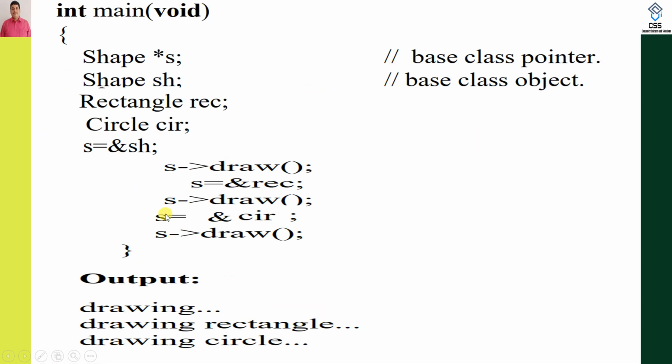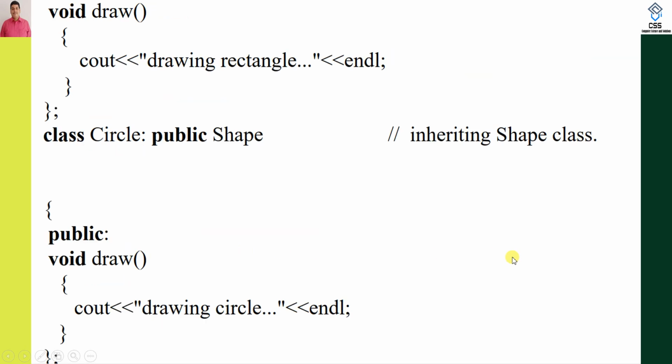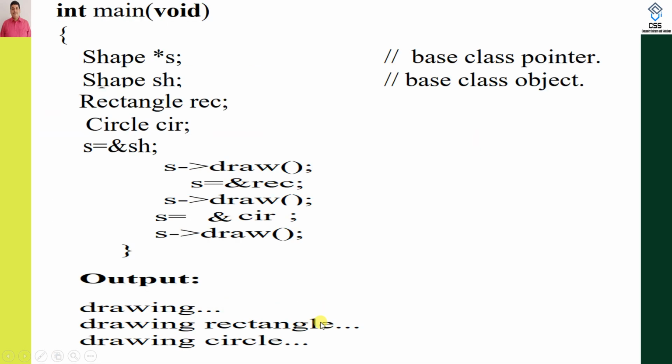Then again, in s as a parent pointer object, the child class circle object's address is stored. Now, if s arrowhead draw is invoked, then the circle's draw method will be called and the drawing circle message will appear. Hence, first comes the parent class message, then the two child class messages. This means in one pointer object of the parent class, we can store the addresses of different child class objects. We do not have to declare any additional pointer object, and hence memory efficiency and performance will be better.